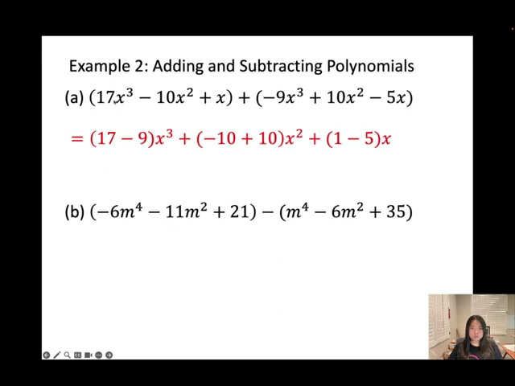I try to just factor out the x to the power 3 here. So I have 17 minus 9. And the second one will be negative 10 plus 10, and then we have the x squared. Okay, you don't have to do it this way. As long as you know these two guys are like terms, you add them up. These two guys are like terms, you add them up. You should get the same answer.